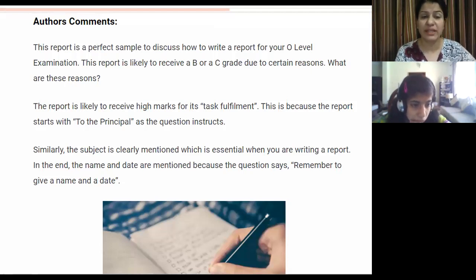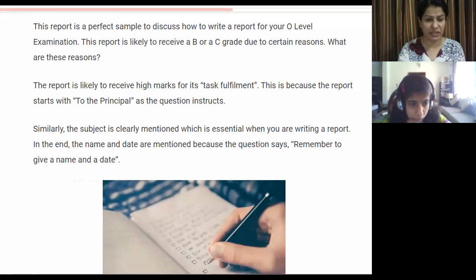The report is likely to receive high marks for its task fulfillment. This is because the report starts with to the principal as the question instructs. Similarly, the subject is clearly mentioned, which is essential when you are writing a report. In the end, the name and date are mentioned because the question says, remember to give a name and date.